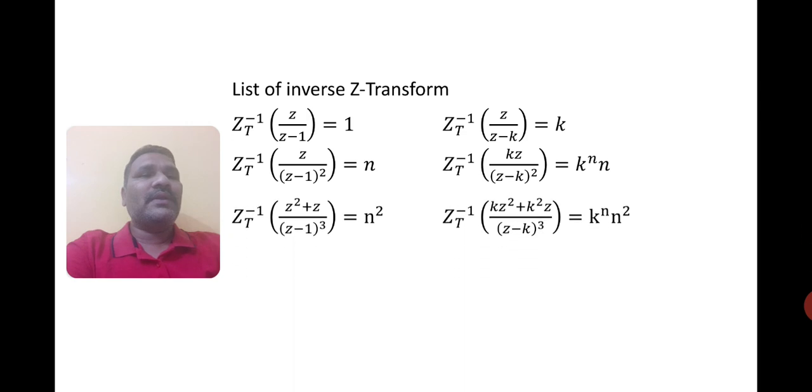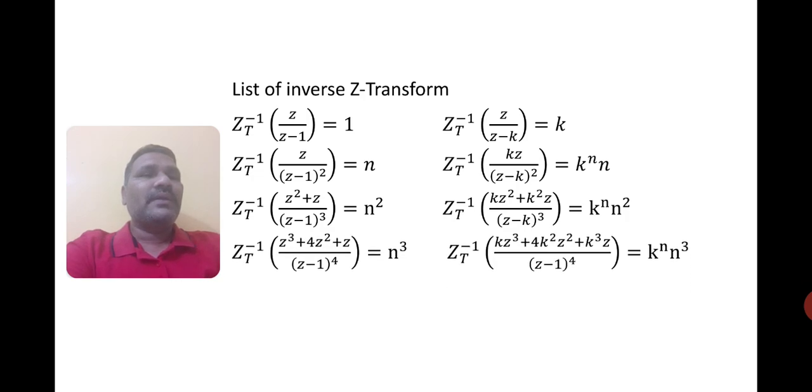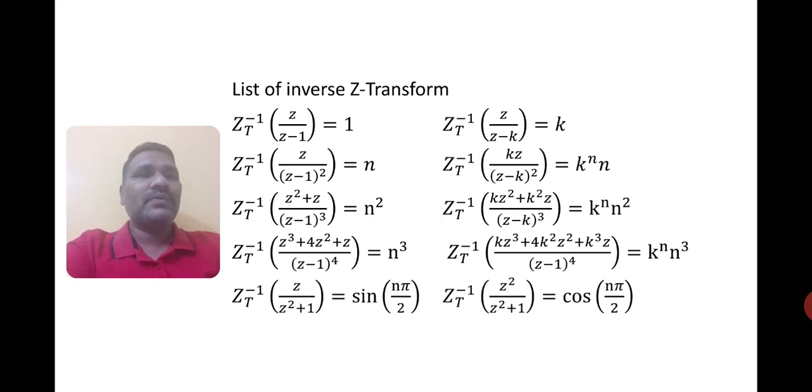Same thing, inverse Z transform of z square plus z divided by (z minus 1) whole to the power 3 is n square. Same thing, we will get inverse Z transform of kz square plus k square z divided by (z minus k) whole to the power 3 is equal to k to the power n times n square. This is all known to you, I'm just giving a list for you.